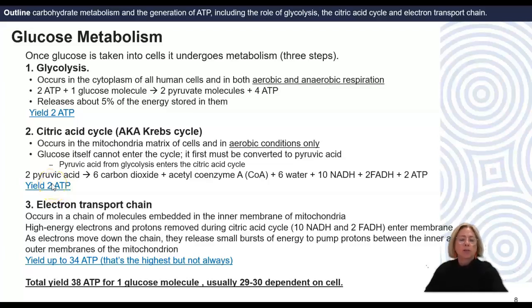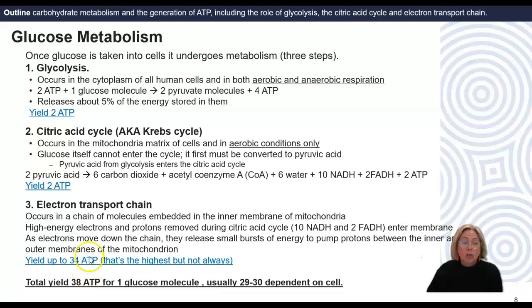Okay, it's where it gets funky. Okay, the electron transport chain. It's a chain of molecules that are embedded in the inner membrane of the mitochondria. What we have are these high energy electrons and their protons that were removed during the citric acid cycle. So these ones here, they enter the membrane. And as electrons then move down the chain, they release small bursts of energy to pump the protons between the inner and the outer membranes of the mitochondrion.